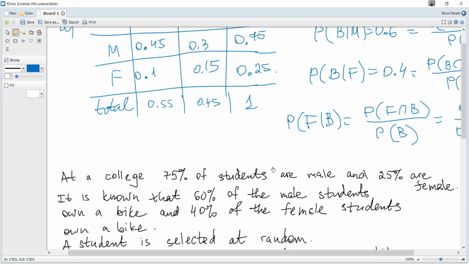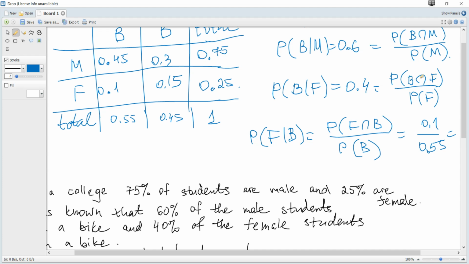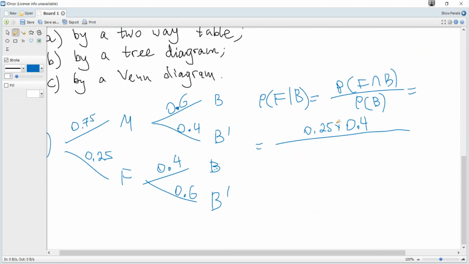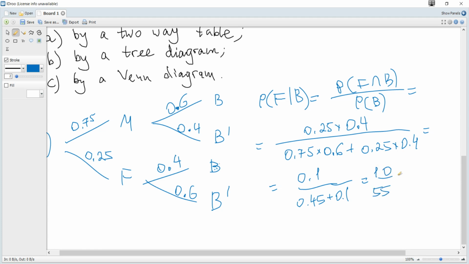and you can see that it's the same: F and B, or B and F, 0.4 times probability of F, and divided by probability of B. Probability of B is this: M and B plus F and B, so 0.45 plus 0.1 (0.25 times 0.4 is 0.1), and it's the same, 10 over 55 or 2 over 11.